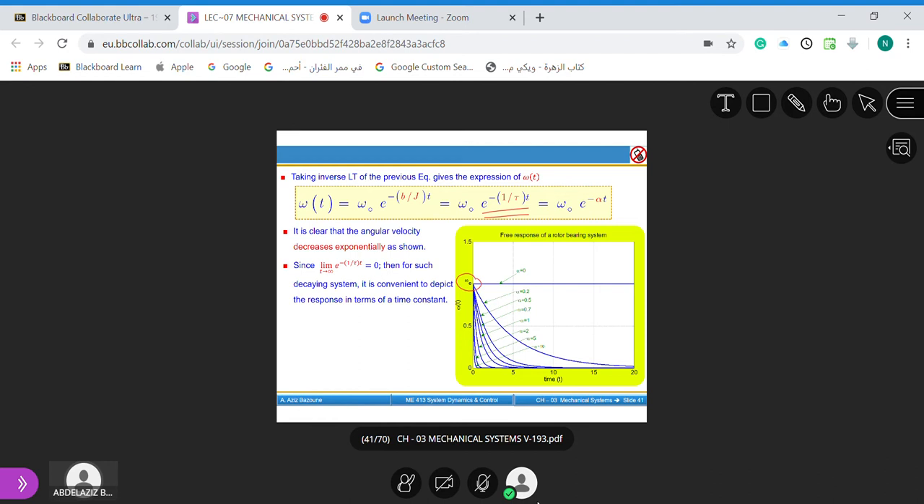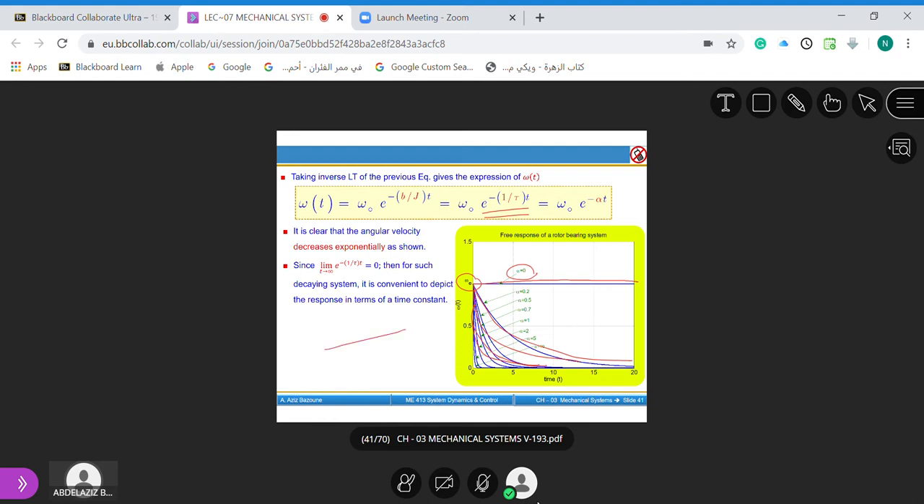I'm calling here also 1 over tau, I'm calling it alpha. So when alpha is equal to 0, this will be a constant omega naught. And then when omega is decaying or increasing alpha, this is what will happen, Shabab. So your system will go faster and faster. Obviously, I need a physical meaning.